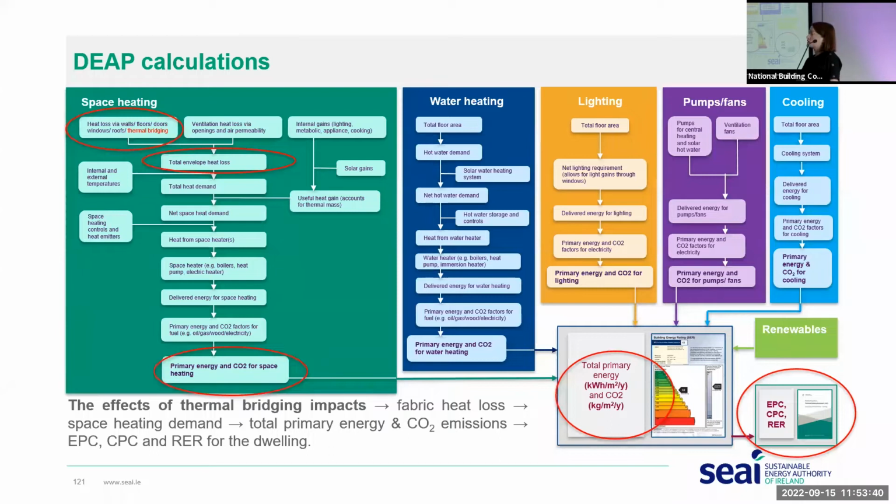So just looking at how thermal bridging then fits into all of this. The calculation takes account of the energy demand for space heating. That is impacted by the heat losses through the fabric, and we take account of the heat loss through the plane elements and through the junctions. That impacts on our space heat demand. It therefore also impacts on the kilowatt hours per meter squared per year, and it also impacts on the calculated EPC and CPC.